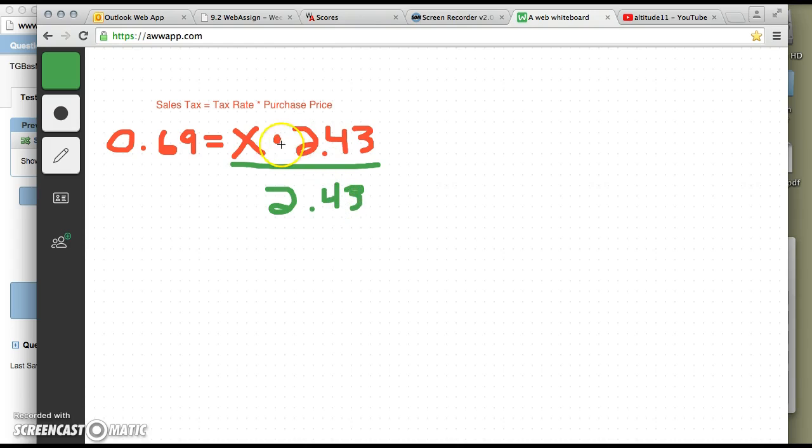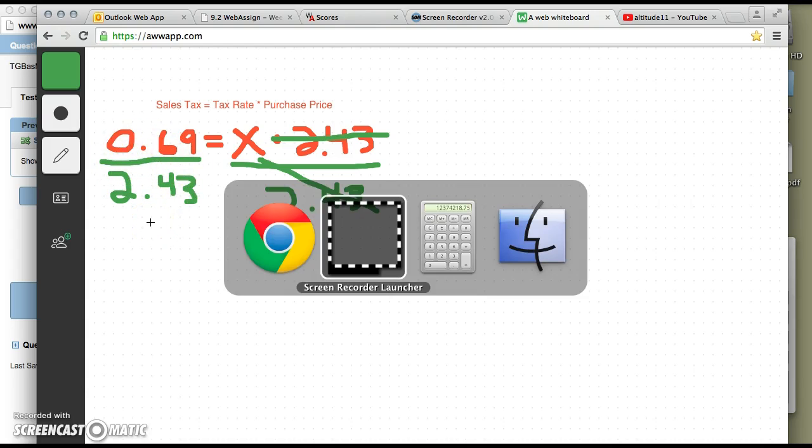So this multiplication by $2.43 is going to cancel out with our division by $2.43. But remember that in order to maintain this equality, whatever you do to one side of an equation, you must do to the other side of the equation. So we also must divide the left-hand side by 2.43. Now we just have a little division problem that we need to do, and we'll use the aid of a calculator.